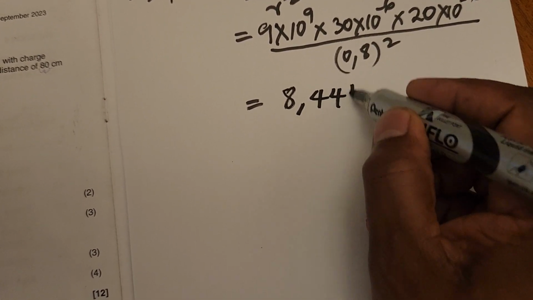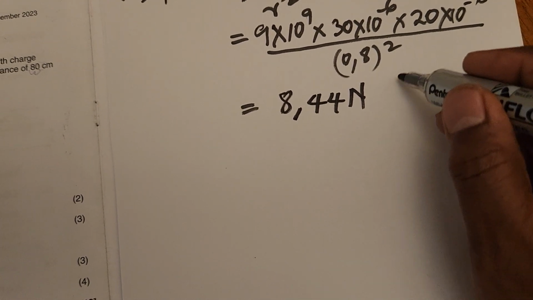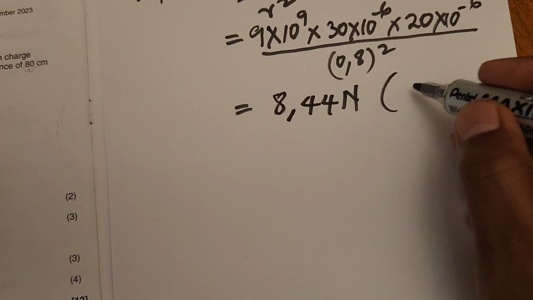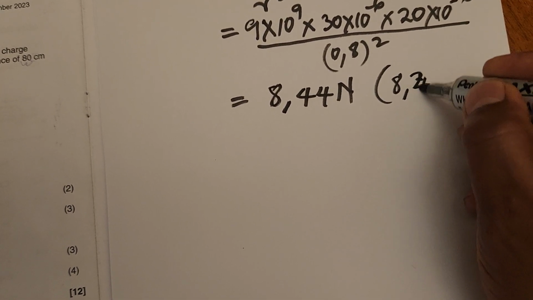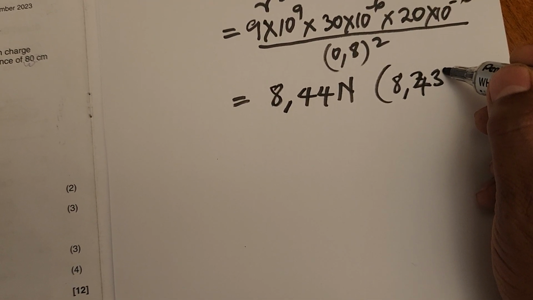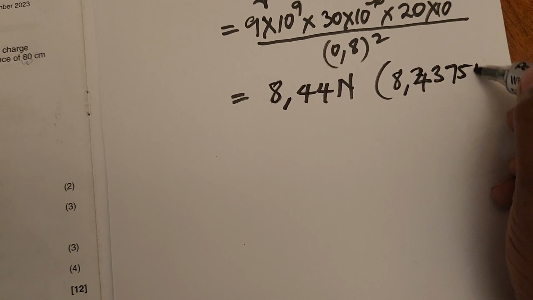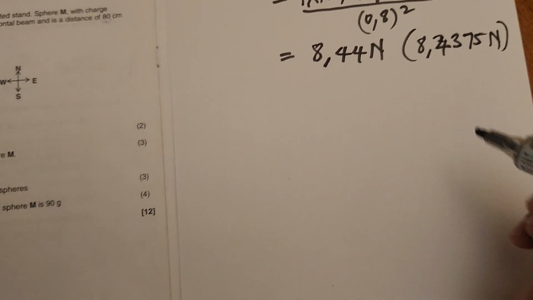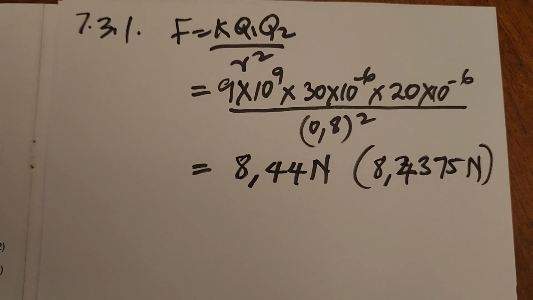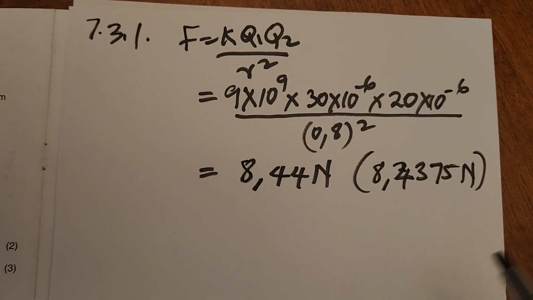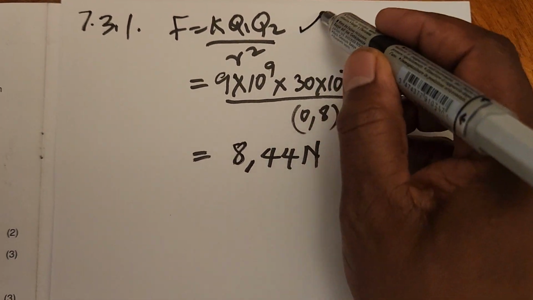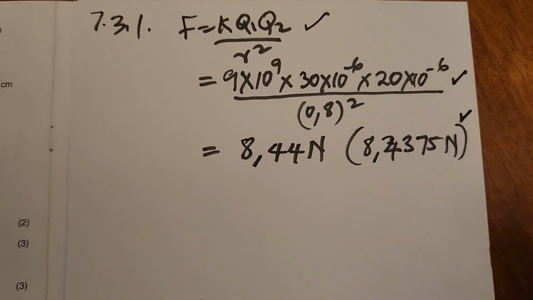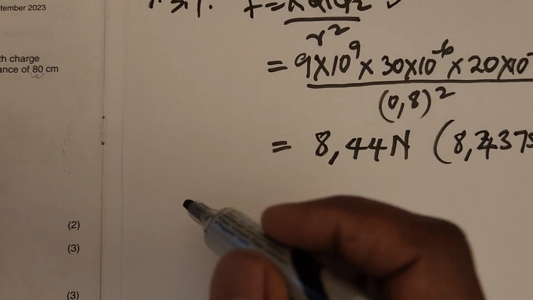8.44 newtons. If you approximate to the second decimal, you can also accept those who will just write it as it is, 8.4375 newtons. So that will be the answer now. For 3 marks in this case, 1 mark for the formula, 1 mark for substitution, 1 mark for the answer. So this will be the 3 marks that will be allocated.